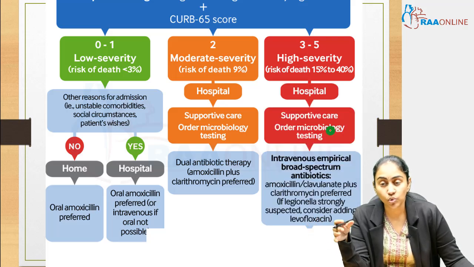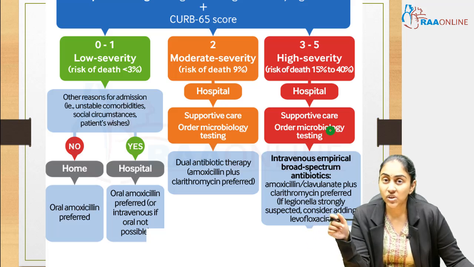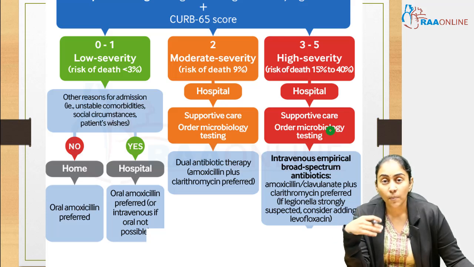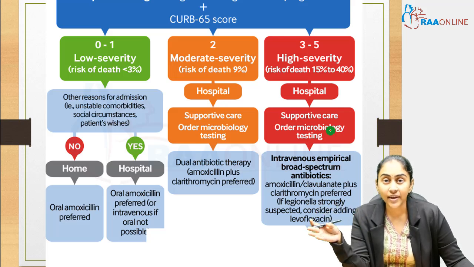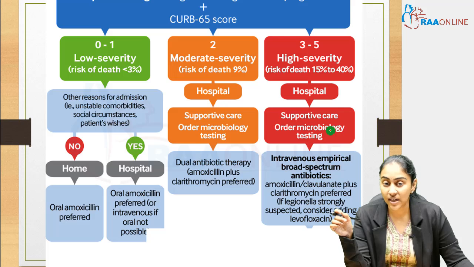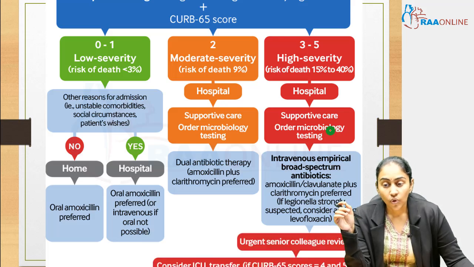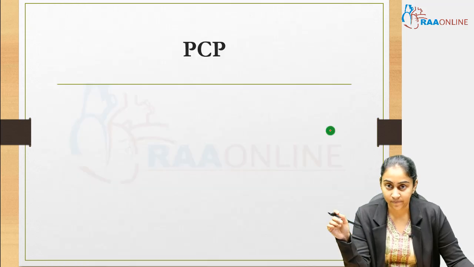And finally, if the score is 3 or more, these patients are going to require definite admission, probably in the ICU with IV antibiotics. So, you start them on broad spectrum IV antibiotics like a beta-lactam inhibitor combination like amoxiclav, and add a macrolide like clarithromycin. Remember, if Legionella is suspected, strongly consider adding levofloxacin. So, scores of 4 and 5 definitely direct ICU admission.